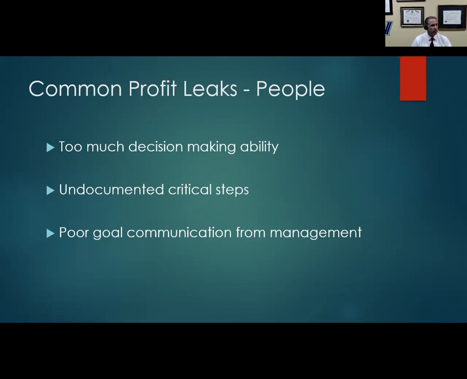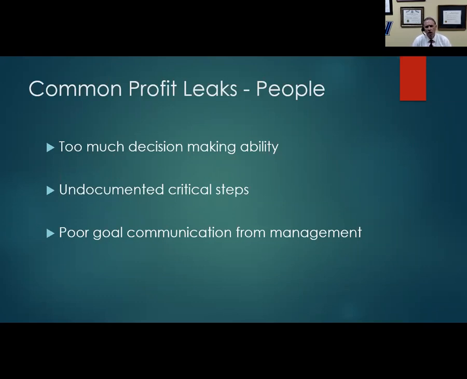Undocumented critical steps. An example of this is, let's say, a chef at a restaurant who doesn't have his recipes all documented, so he does it one way, but when that chef's off and there's a replacement chef, he or she may do it another way, and as a result, your food costs might fluctuate because there's not a consistency there. There's another potential profit leak.